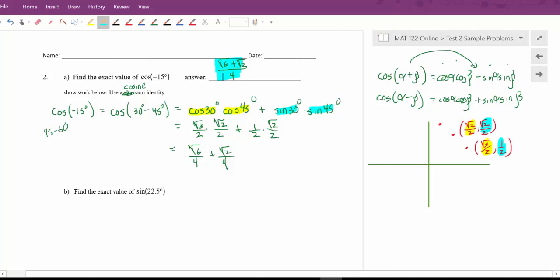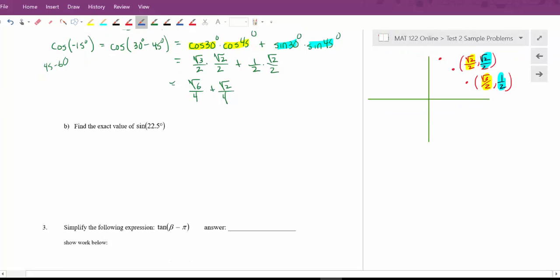Okay? And one thing I want you to notice on this, if you're dealing with the cosine of negative 15, that's in quadrant 4, and the cosine is positive, so that's reflected by that answer. We got a positive answer. So it's good to think about things like that.